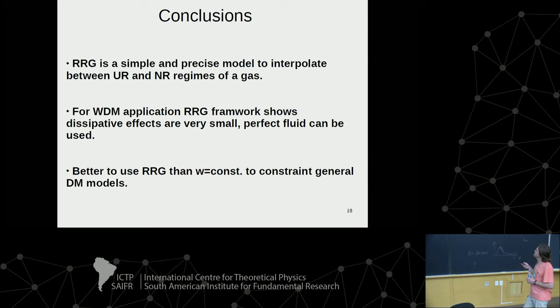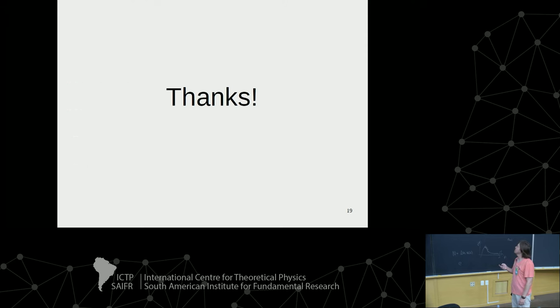It's much better to use RRG than constant W to constrain general dark matter models. Maybe nowadays it's not happening anymore, but in the past it was very common. Oh, let's put some constraints on the equation of state of dark matter, then you choose constant W. It has no physical meaning, right? If dark matter is made from particles, in the thermal scenario, you expect it to be hot in the beginning and much colder nowadays. So RRG could do that pretty well. And thanks.